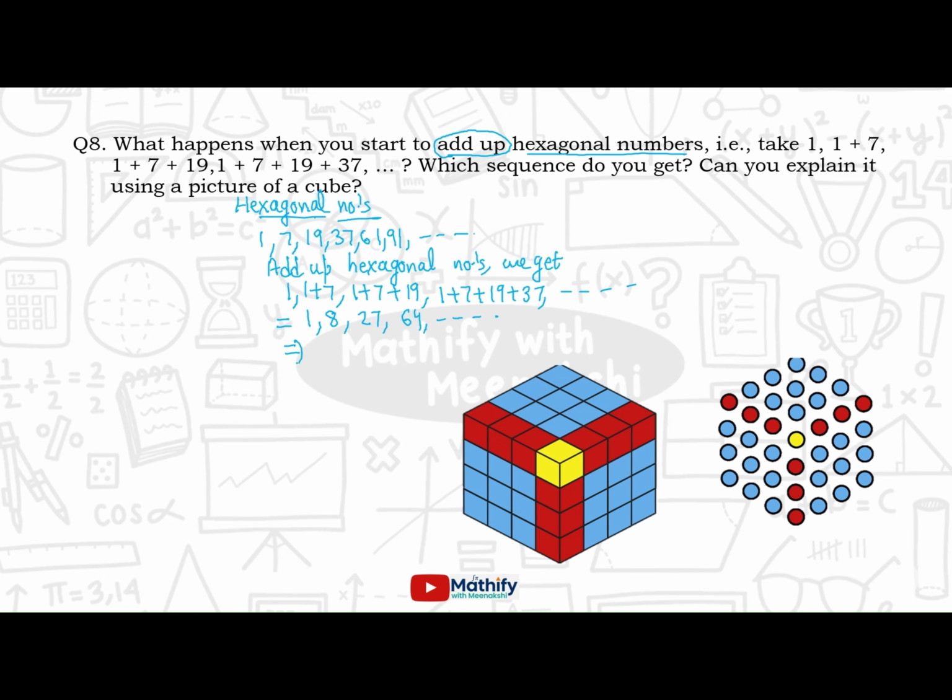Now which sequence is this? Because they ask which sequence you get. It's a sequence of cube numbers. Now these two figures are given in your question. Now they are saying, can you explain it using a picture of a cube? If you see the cube carefully, this is your cube. Did you observe something? Yes, you observe a hexagon in this cube.